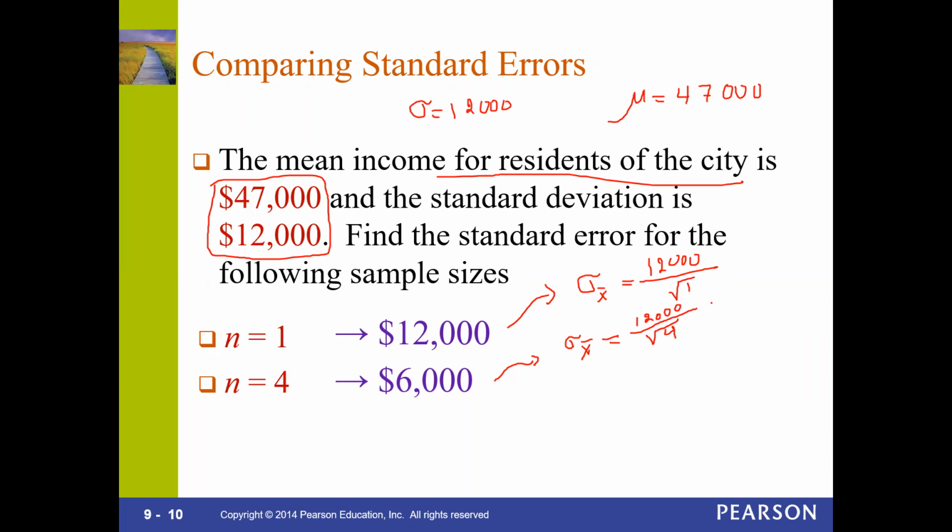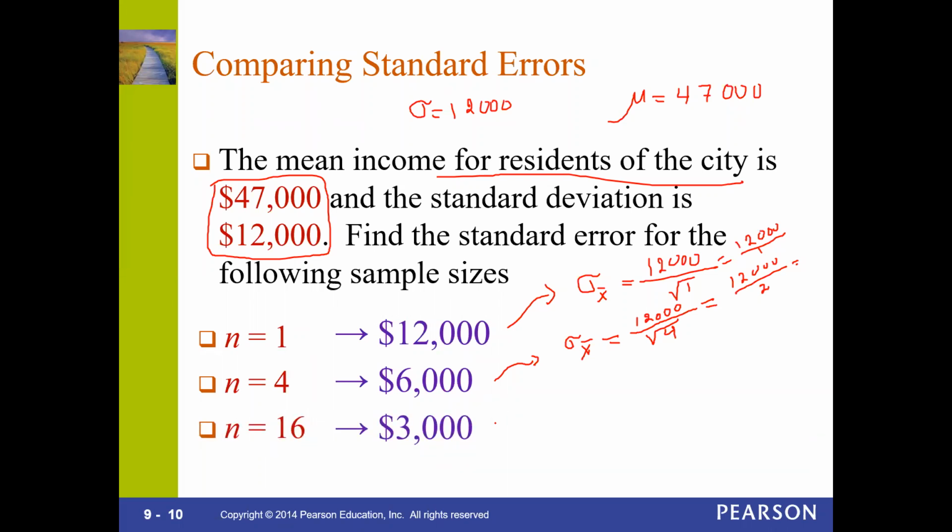Okay, and that's going to give you 2, and that's going to be 12,000 over 2. And that's what I got for the number. 12,000 over 1, that'll give you the same number. And then you got 16, and then you got 3,000, etc.